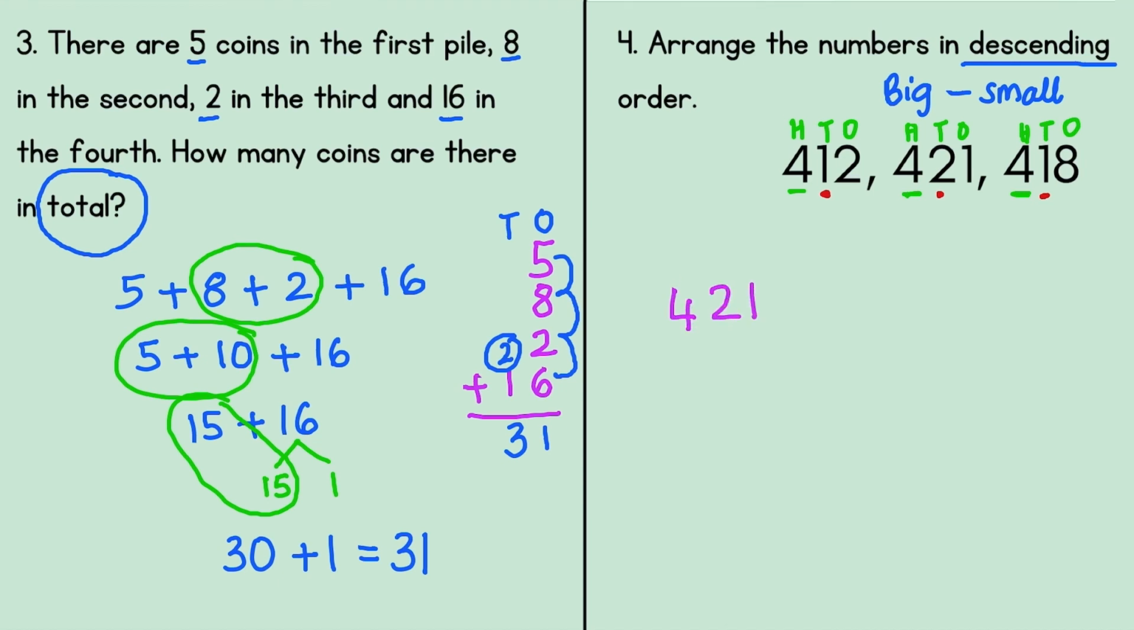421. What's next? Is it 412 or 418? Check the ones place. Since 8 is bigger than the 2, our next number will be 418 and then 412.